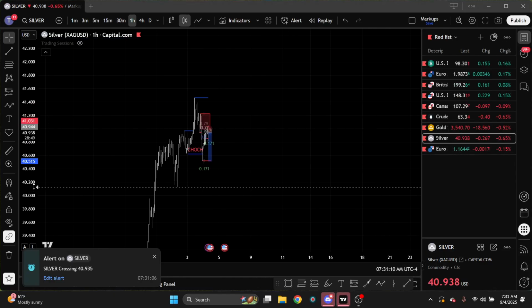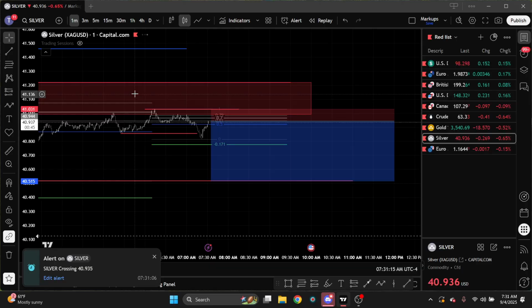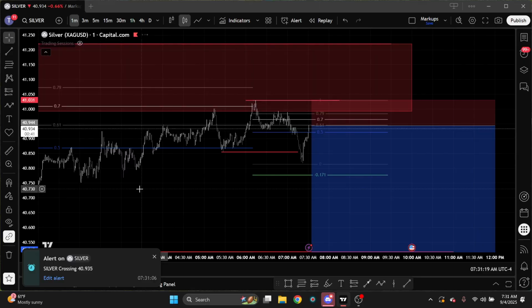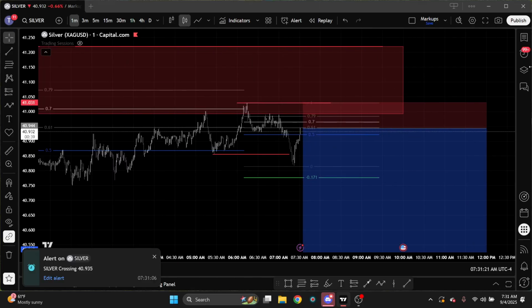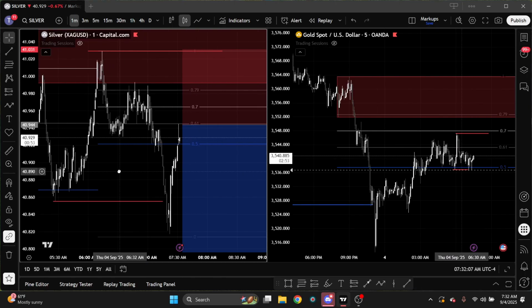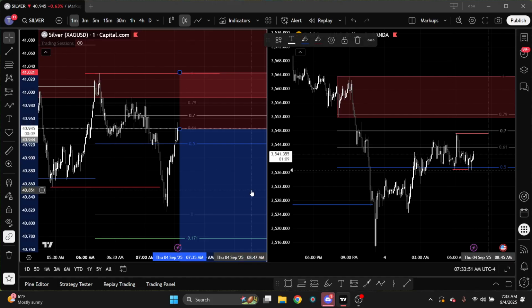Alright, so we got the alert on silver. Silver tapped into our zone. And yeah, we're just gonna expect this to come back up. And then let's just take an entry. Alright, so let's see how this position plays out. That's my entry.